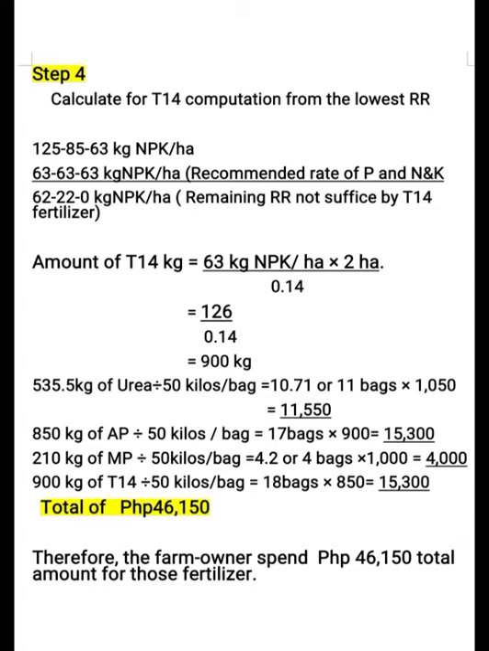11,550 plus 15,300 plus 4,000 plus 15,300 is equal to 46,150. Therefore, the farm owner spent 46,150 pesos total for those fertilizers.